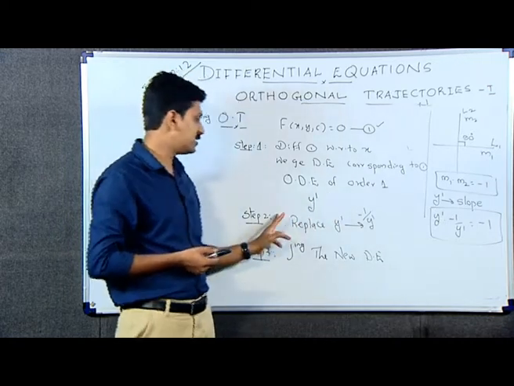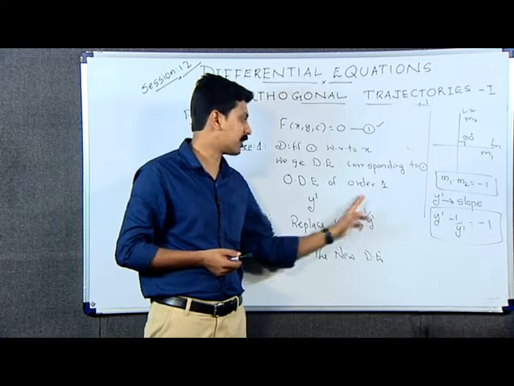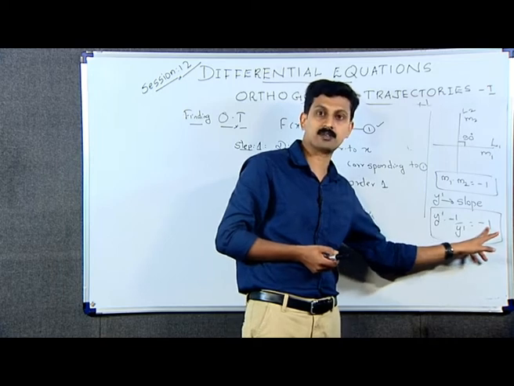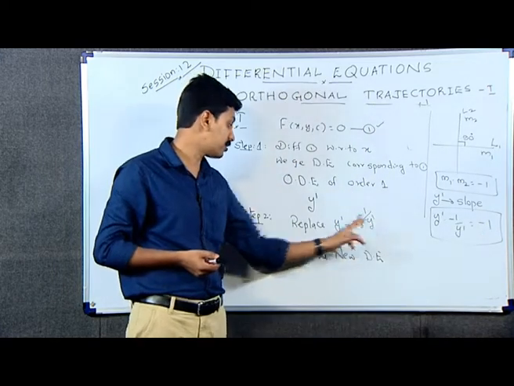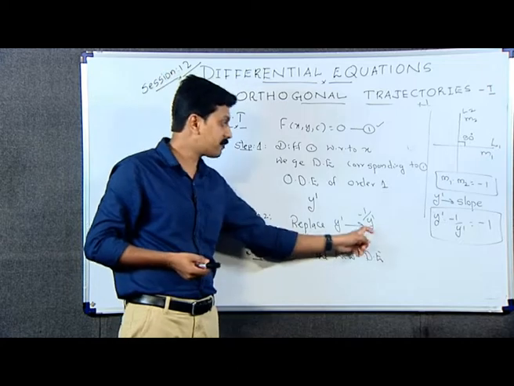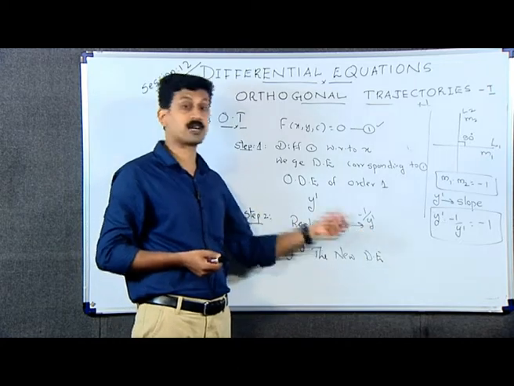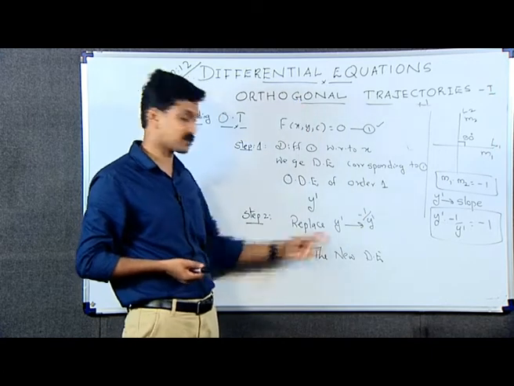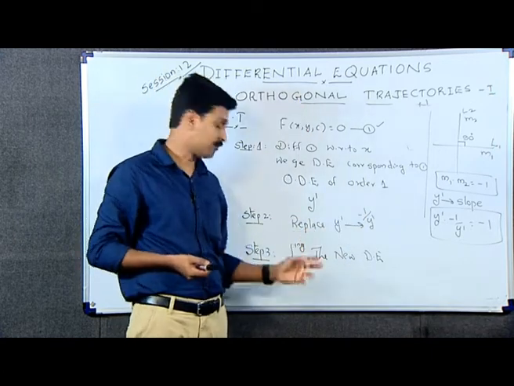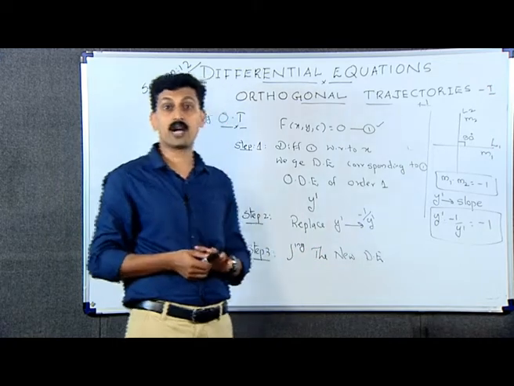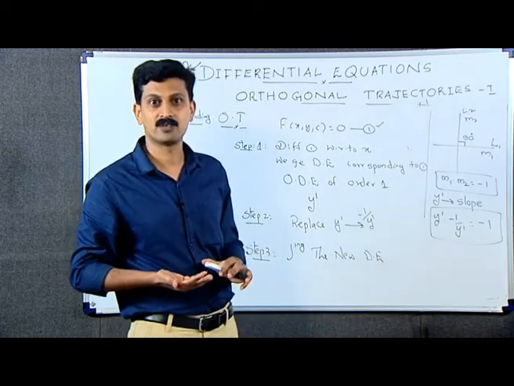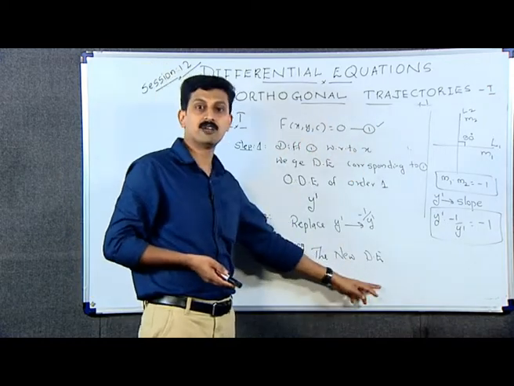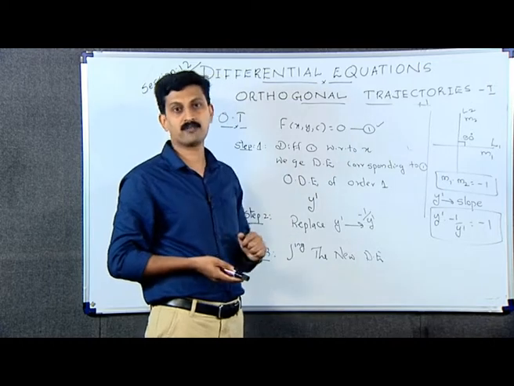and after getting this differential equation we just replace y dash by minus 1 by y dash, because y dash into minus 1 by y dash is equal to minus 1. So, now we have got a new differential equation. That new differential equation corresponds to the orthogonal trajectory. While solving that new differential equation, solving means we are integrating, we will have a new family of curves which are orthogonal to the family of curves 1. That is what is called the orthogonal trajectory of the given family of curves.